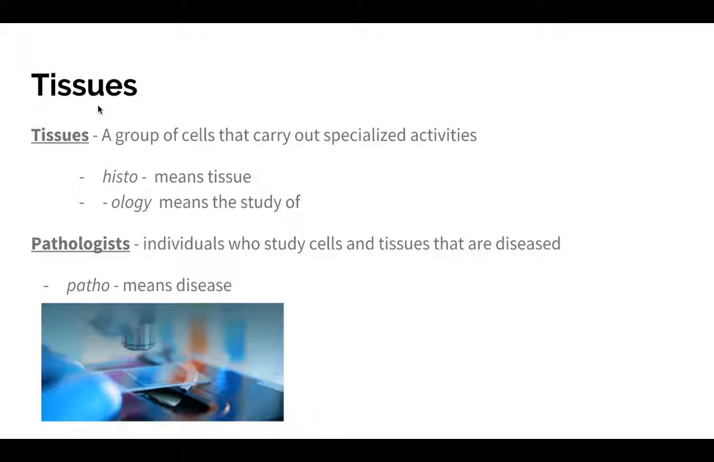Okay, so tissues. We remember from the organization of the organism, the organization of life, it starts with chemicals like molecules, atoms, and then molecules and atoms come together to make cells. Cells come together to make tissues. Tissues come together to make organs, and organ systems and organisms, and so on. So this is what we're on right now, tissues. What is a tissue? It's a group of cells that carry out specialized activities.